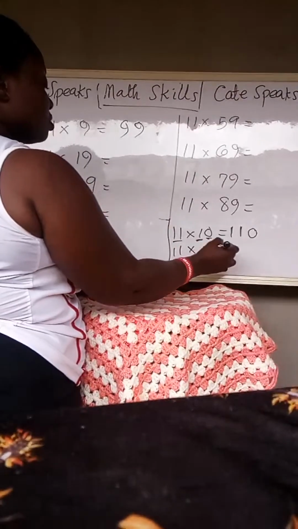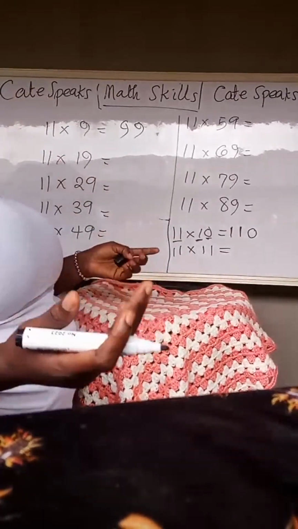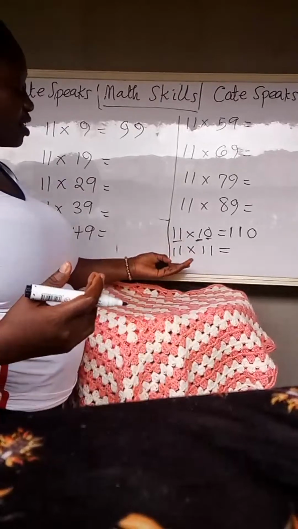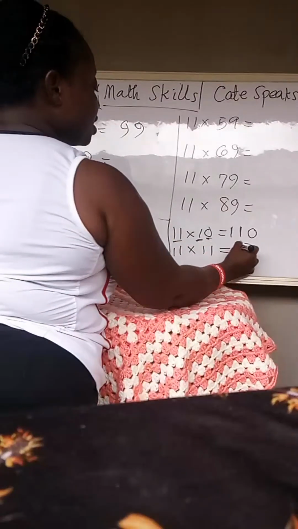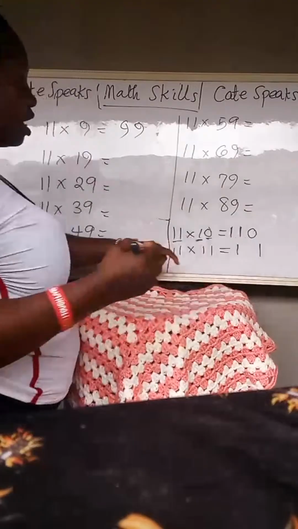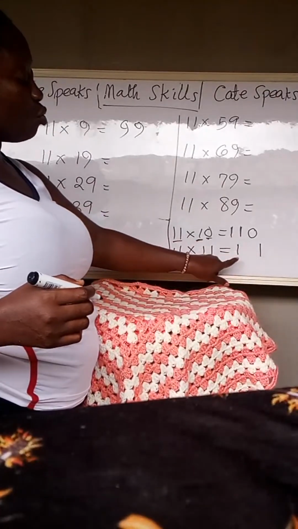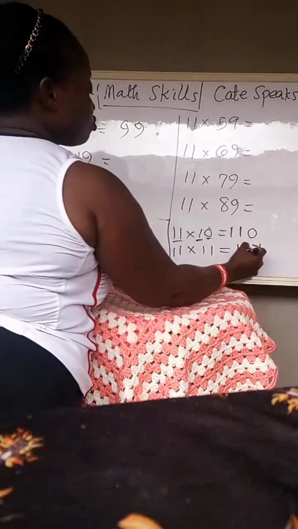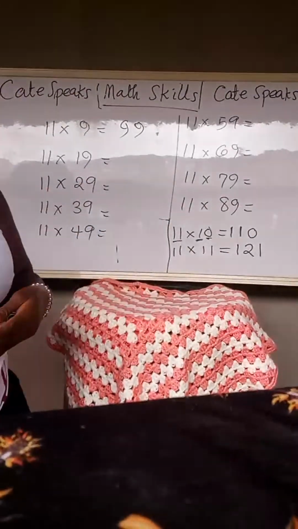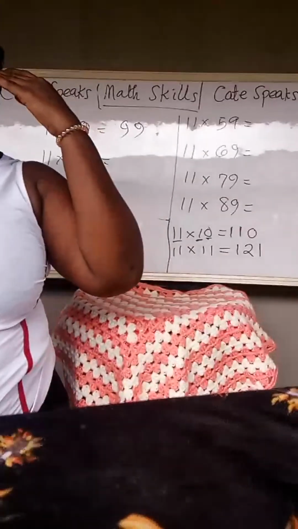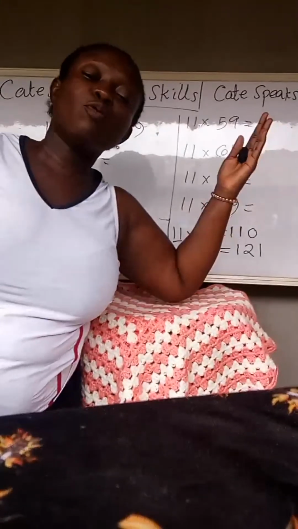But when you're multiplying, let's continue. 11 times 11, this is where the trick or the skill comes in. You simply split the 1 and 1 out, add the two numbers, and put the sum in the middle. So 1 plus 1 is 2. So 11 times 11, as fast as you can do it in your mind, is 121.